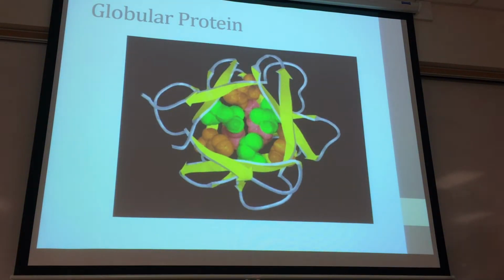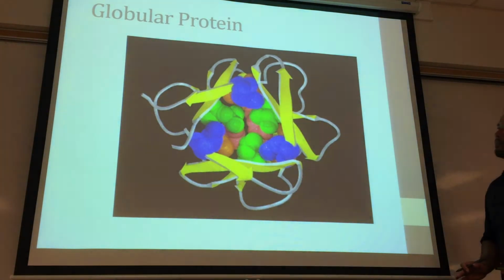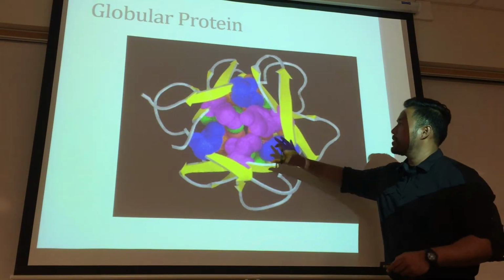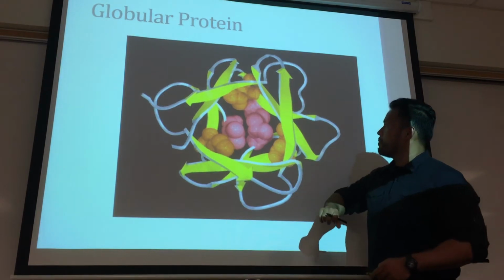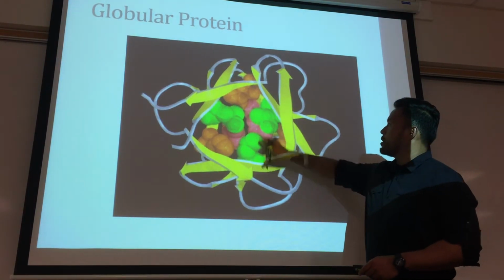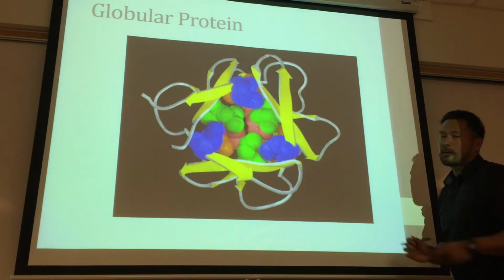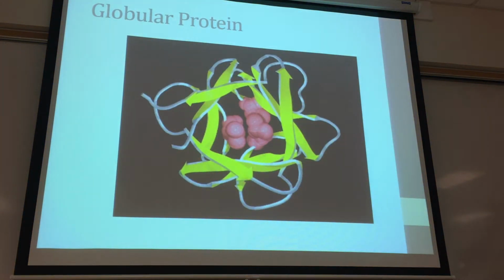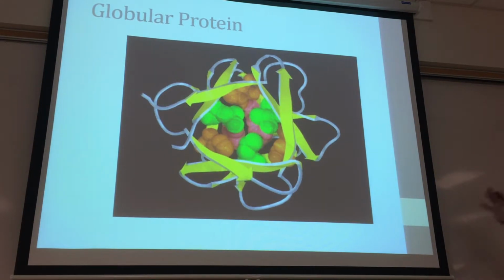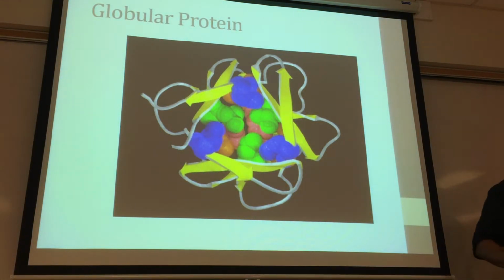Same with this other globular protein. You can start to see where different subunits come together. Hydrophobic areas on the inside. Subunits coming together, and then it serves its function. So globular proteins are really the most diverse and most common type of proteins. We find them in almost everything.